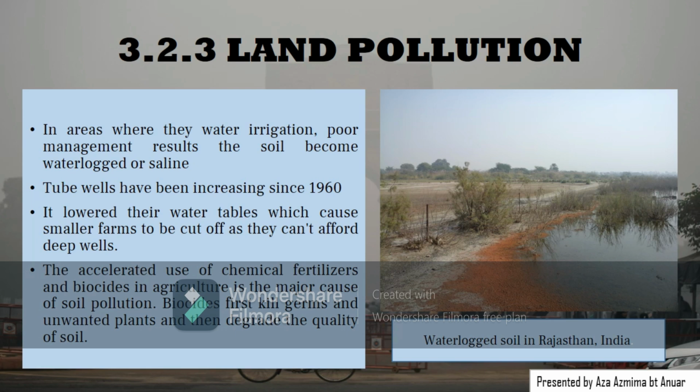The accelerated use of chemical fertilizer and biocide in agriculture is the major cause of soil pollution. Biocide first kills germs and unwanted plants and then degrades the quality of the soil.